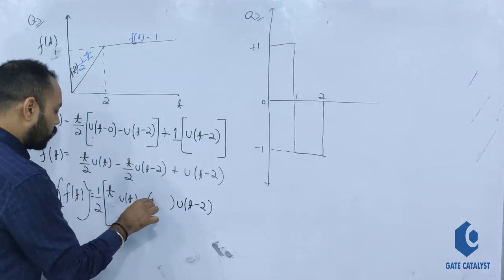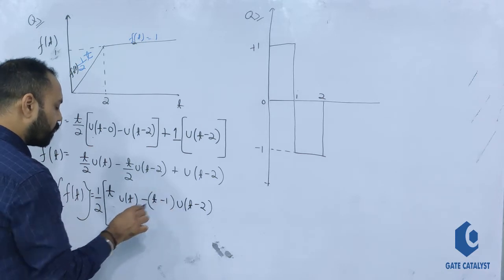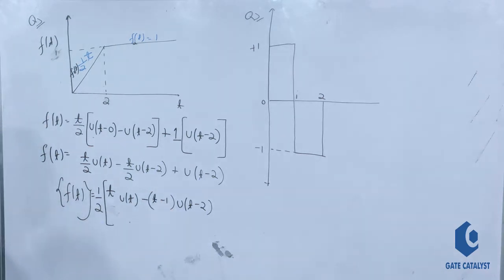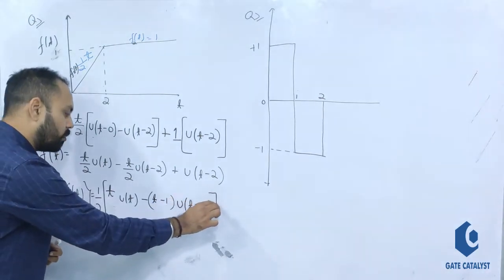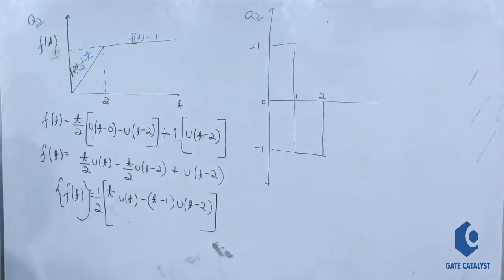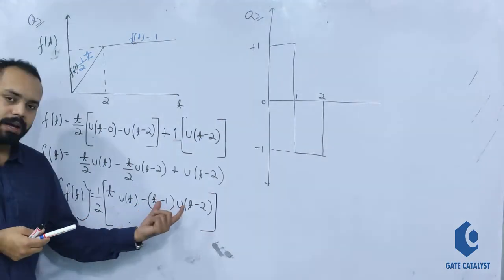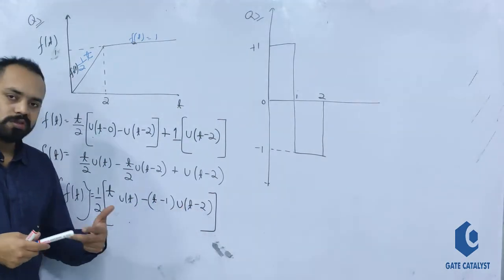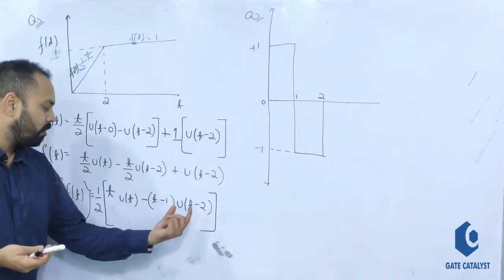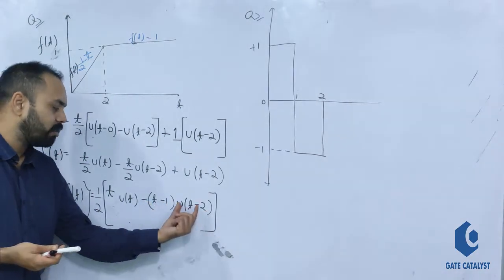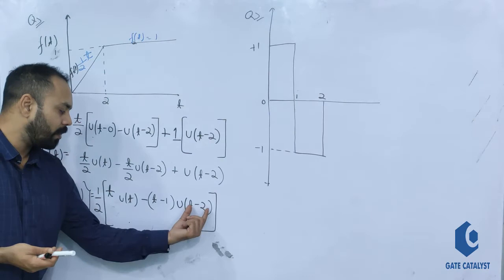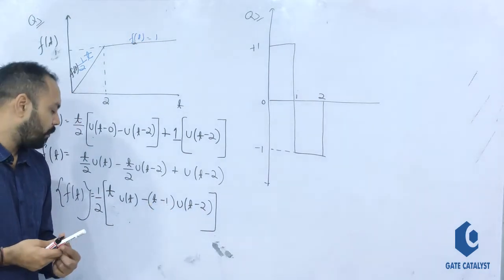I think it is t minus 1. So minus t ut minus 2 plus ut minus 2. Okay. This is the thing for which you have to take Laplace. Now while taking Laplace, please note that you can use the translation theorem only if t minus 2 and ut minus 2 are the same. Either it should be t minus 1 ut minus 1 or it should be t minus 2 ut minus 2. Okay.